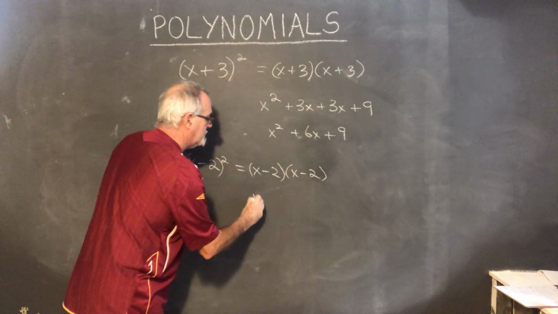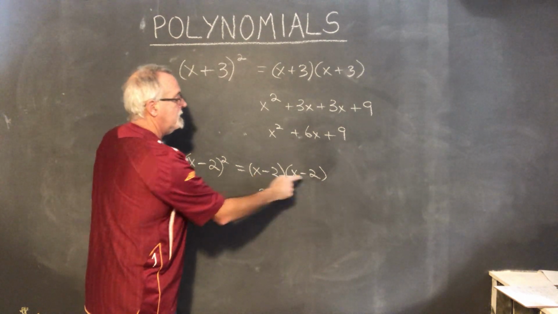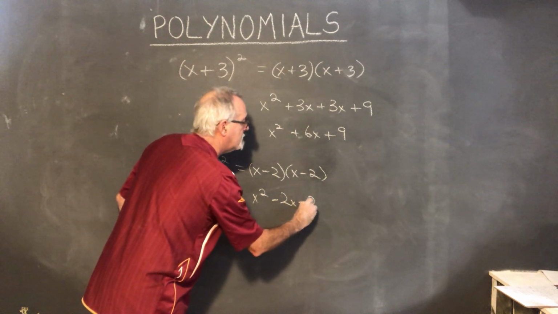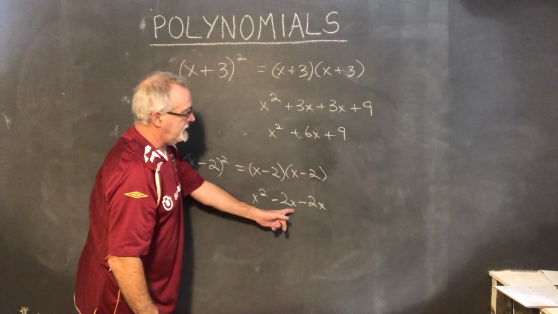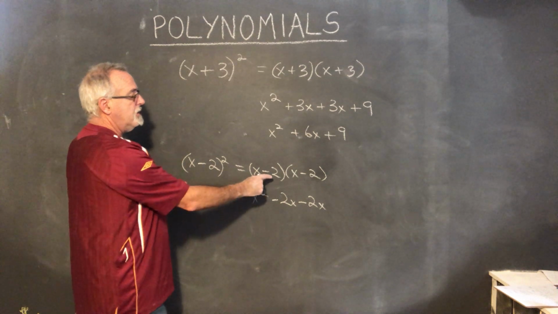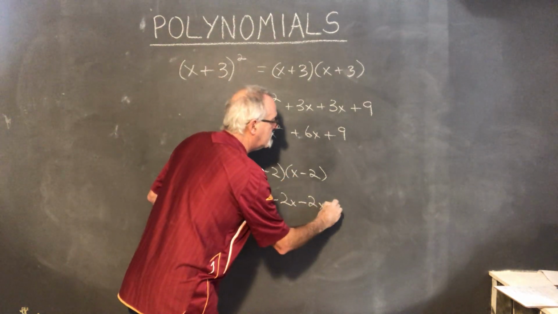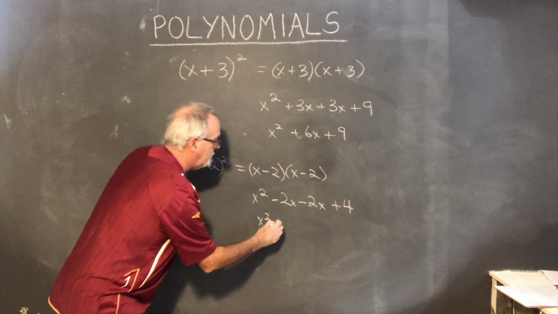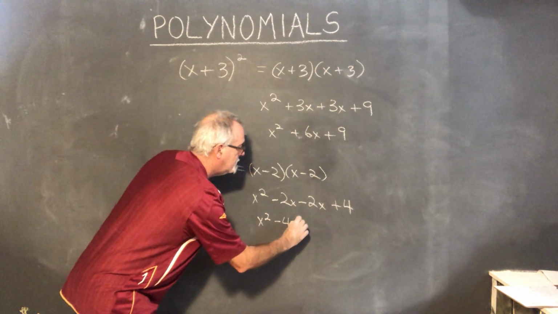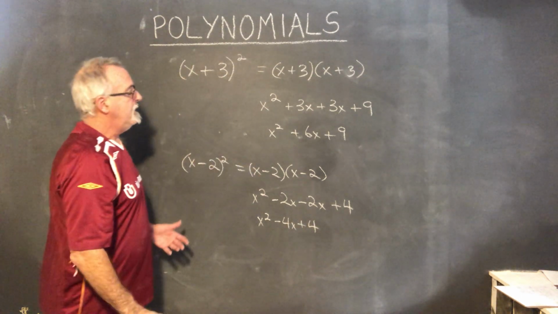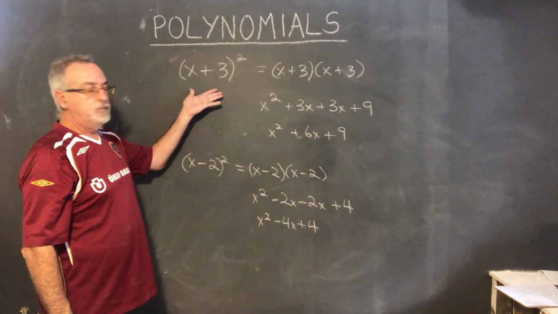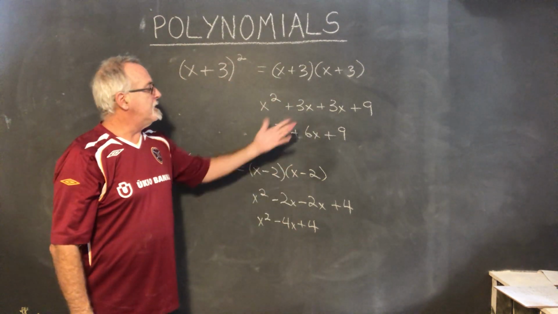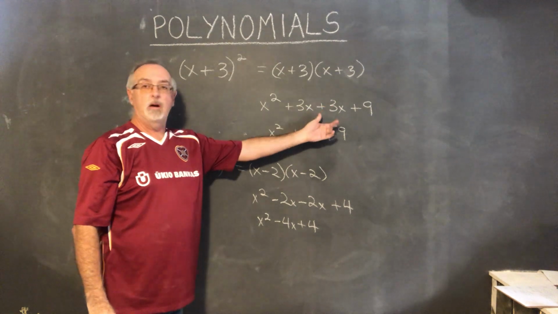X times x is x squared. Outside, x times negative 2 is minus 2x. Inside, negative 2 times x, that's another minus 2x. Aha, that happened again. And then, last times last, negative 2 times negative 2 is plus 4. And we combine our similar terms: minus 2x minus 2x is minus 4x. Okay, so what happens when you square a binomial? You end up with the two terms in the middle being the same. They're the same size and they're the same sign.